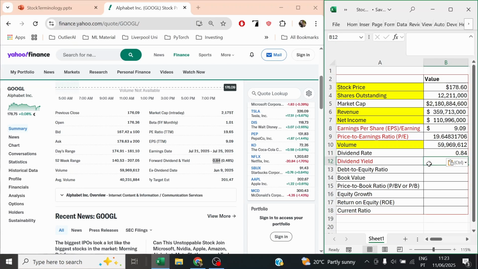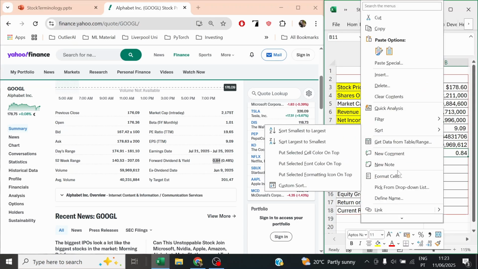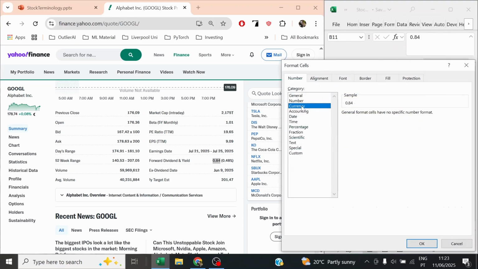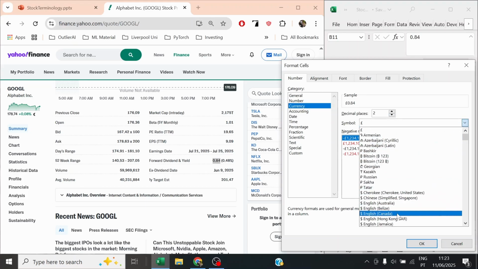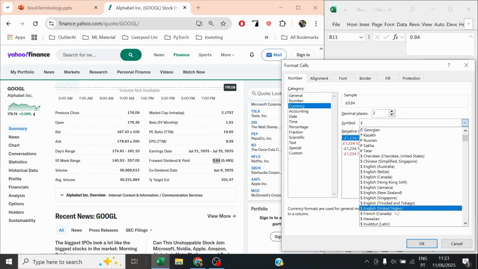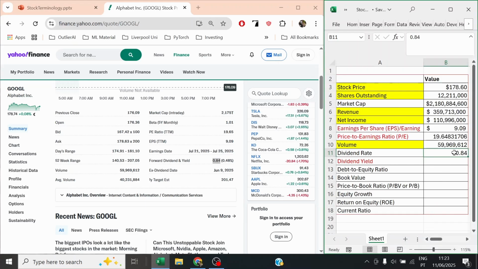And then we have the dividend yield. So basically, it is a percentage term. So the dividend rate is a dollar term, and so I should maybe format to currency. Okay, dollar. Okay, United States. Okay, so we have dividend rate.